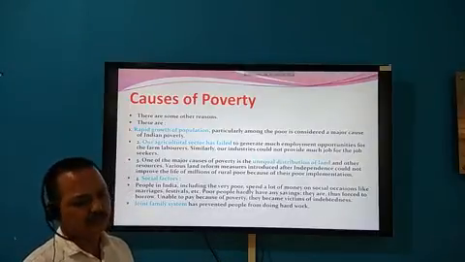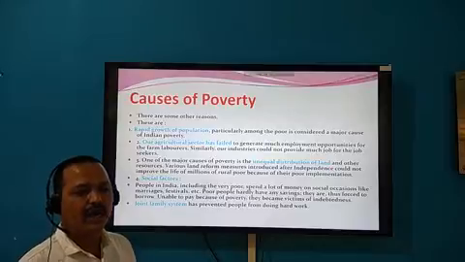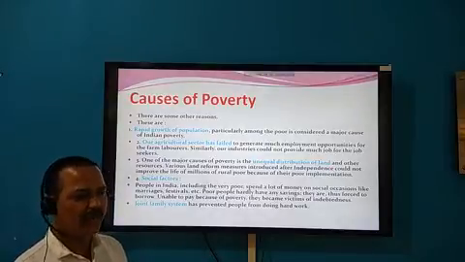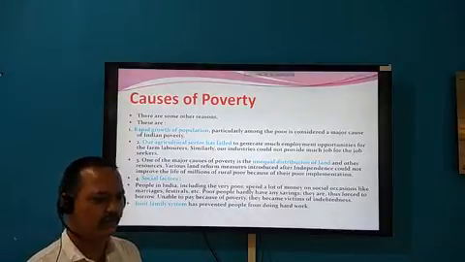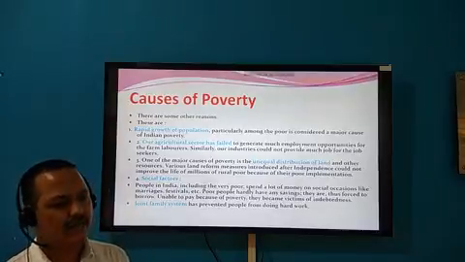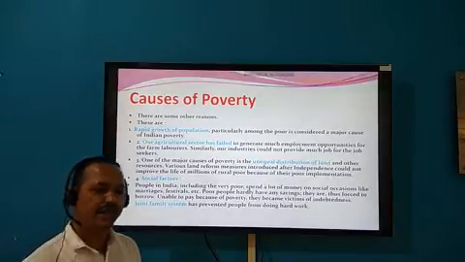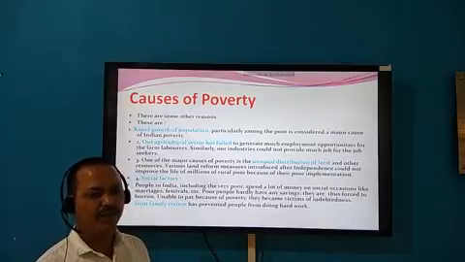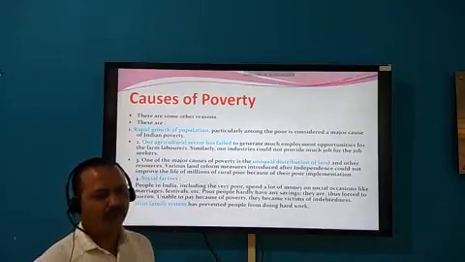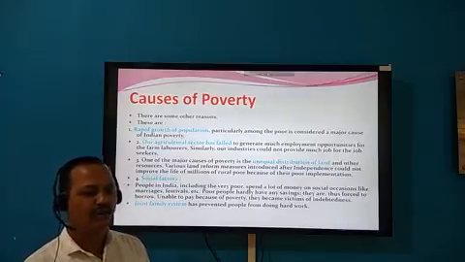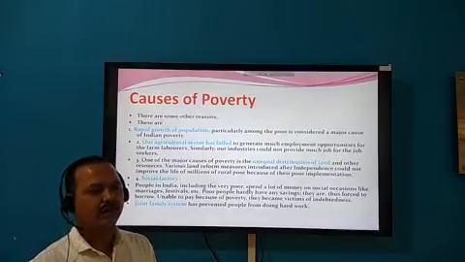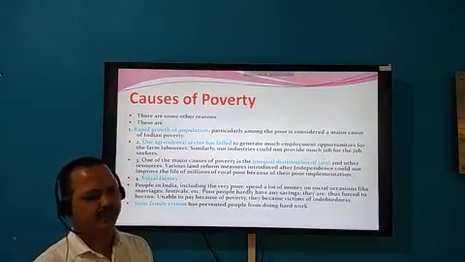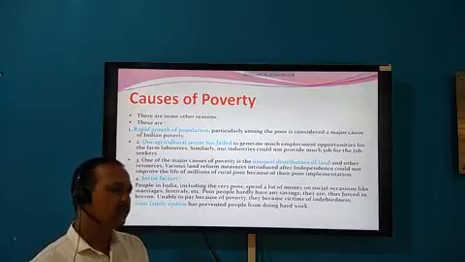One of the major causes of poverty in India is the unequal distribution of land and other resources. Though various land reform measures were introduced after independence, it could not improve the life of millions of rural poor people because of the poor implementation of the land reform measures.